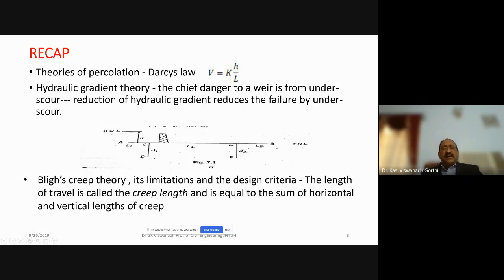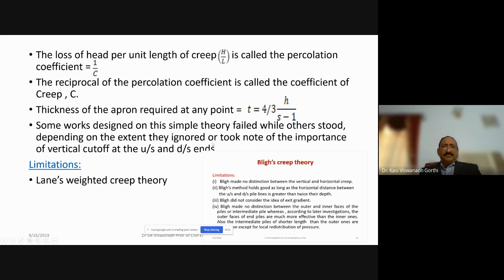So this is what is called the length of travel, which is also known as the creep length, which has been defined by Bligh. So the loss of height per unit length of the creep, H by L, is called the creep coefficient, 1 by C. The reciprocal of this, the percolation coefficient, is called the coefficient of creep, C. The thickness of the apron which is required at any point may be calculated like T is equal to 4 by 3 into H by (S minus 1).